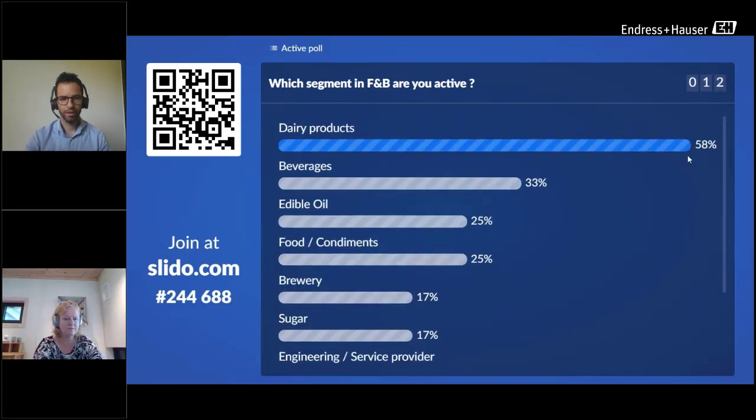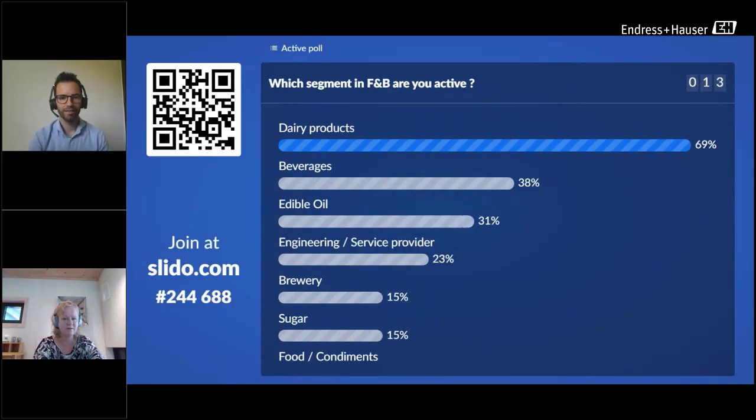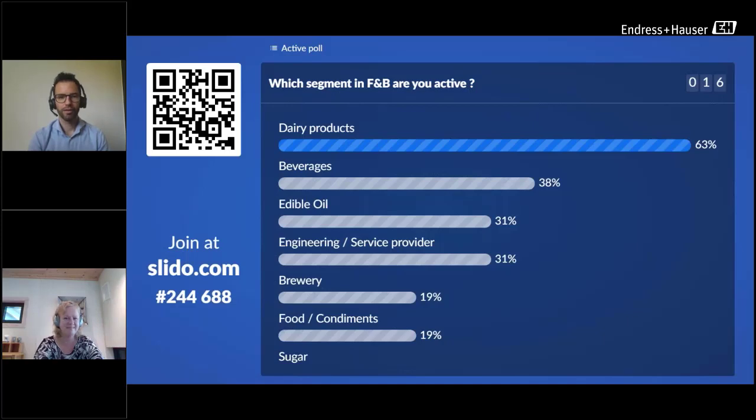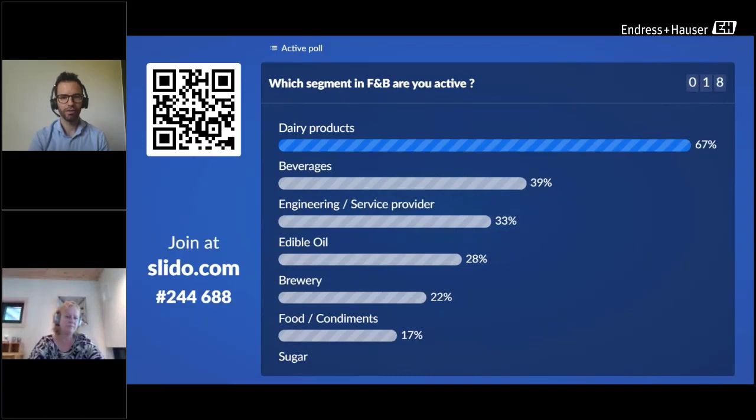Here it's quite mixed. For now, dairy products is leading, and I'll give it a few more seconds. We are totally 100 people here, 16 participated in the poll, so please use this.